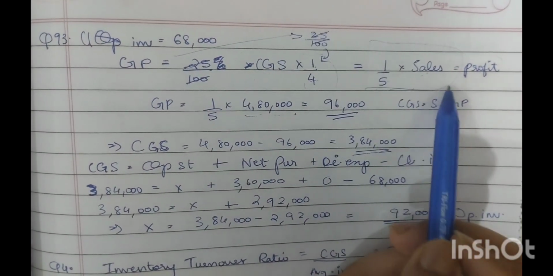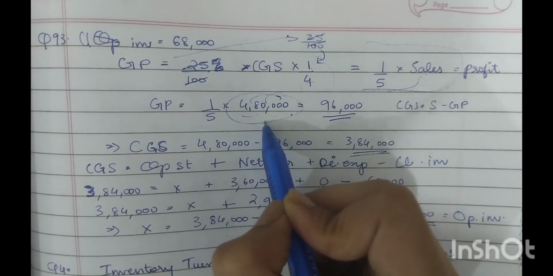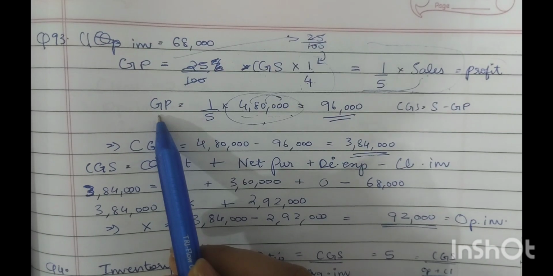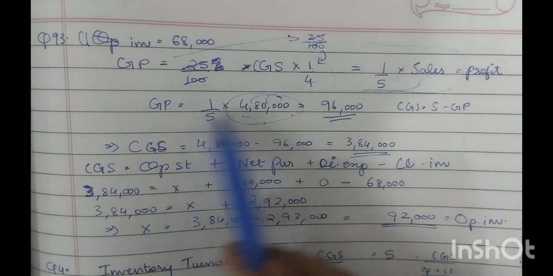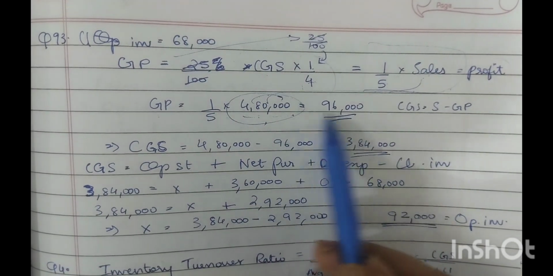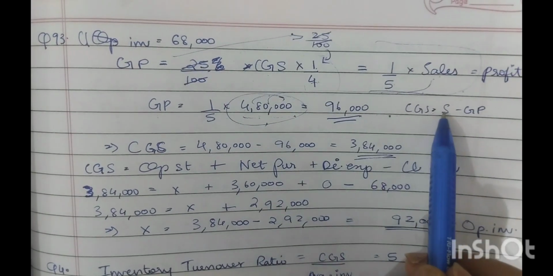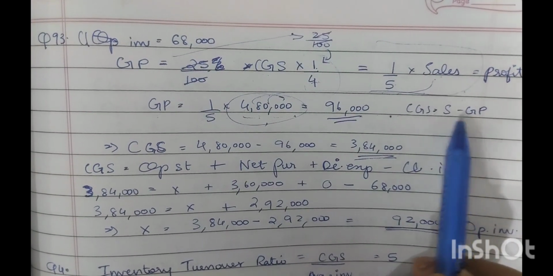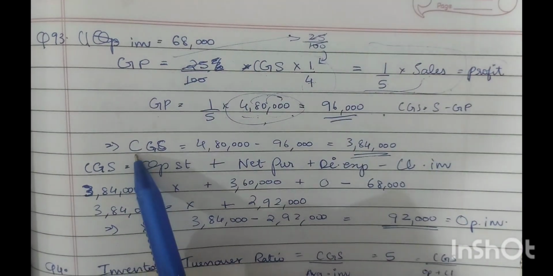So it's 1 by 5 on sales. Now we got the sales. We know that sales is 4,80,000. So, GP, or profit, is equal to 1 by 5 into 4,80,000, which when we calculate is 96,000. Now we know that CGS, or cost price, is equal to sales minus GP. Sales minus our profit, selling price minus profit. So that's what we do next.